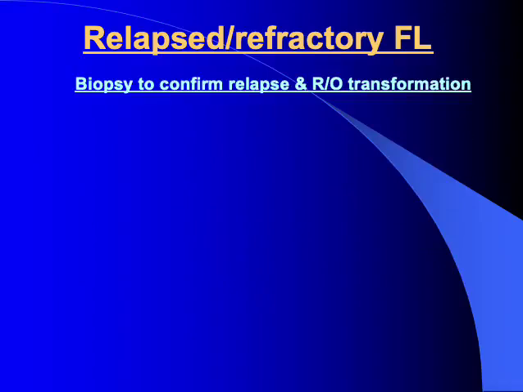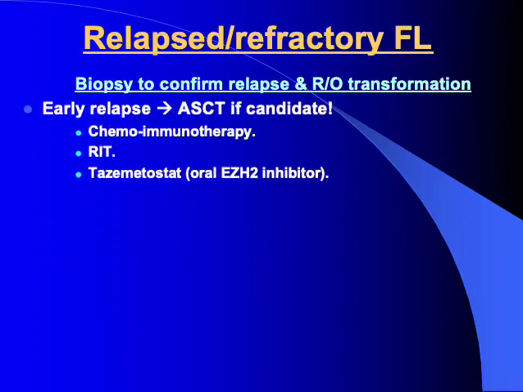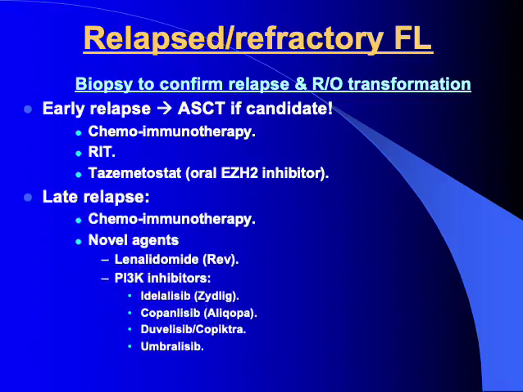Relapsed or refractory follicular lymphoma. At time of relapse, we should perform another biopsy, first to confirm the relapse, second to rule out transformation into a diffuse large B-cell lymphoma. Early relapse is treated with autologous stem cell transplant, if candidate, of course. If not, chemoimmunotherapy, radioimmunotherapy, or a new drug which targets an enzyme, EZH2. Late relapse is treated with chemoimmunotherapy. Novel agents listed here.